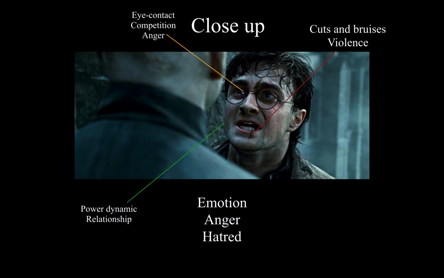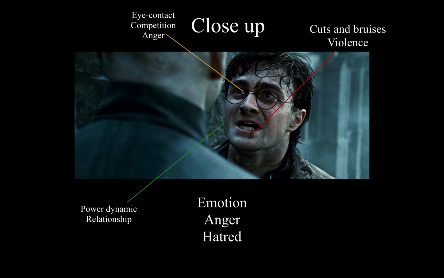Now, the director has used a close-up. So what can the audience see? The audience can see the protagonist, who is looking directly at the antagonist's face. Harry has cuts and bruises all over his face, which suggests that he has been through violence. The antagonist, Voldemort, is facing Harry Potter, and the shot is taken from behind. They are both making eye contact. The emotion depicted between them is clear: hatred and competition.